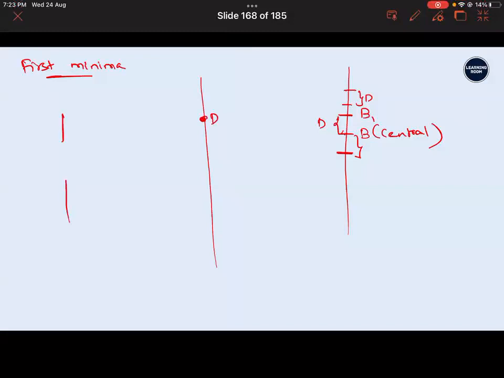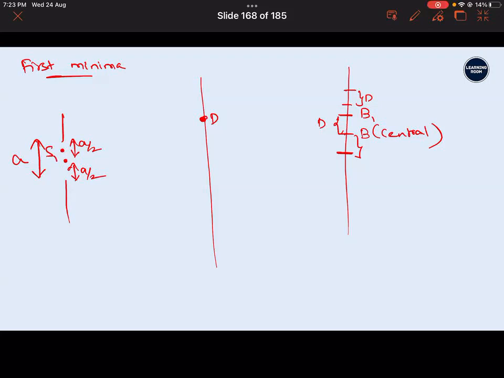Now, though the width of the slit is A, I'll assume that it is broken into two small parts, so that this is A by 2 and this is A by 2. Between the top point and the first slit, let me call this point S1. And between the middle point and the bottom part, let me call this point S2. I am considering one ray from S1 and one ray from S2, so that they are meeting at point P to produce a dark fringe. Is that point clear?